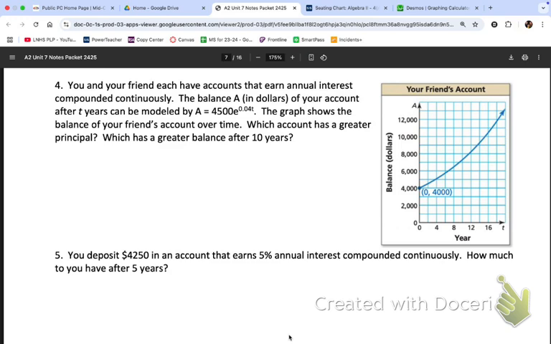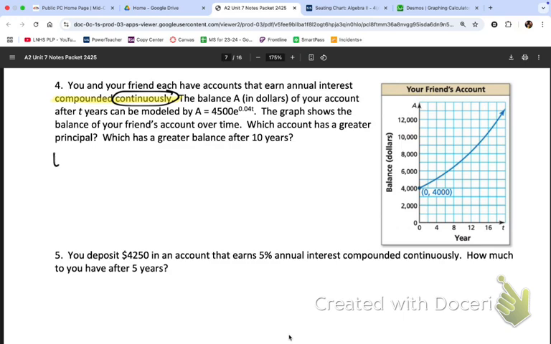All right. You and your friend have accounts that earn annual interest compounded continuously. These are the key words, so it's not just saying compounded monthly or anything. It says that word continuously. The balance A of your account is modeled by that equation. The graph shows your friend's account. Which account has a greater principal? And which account has a greater balance?